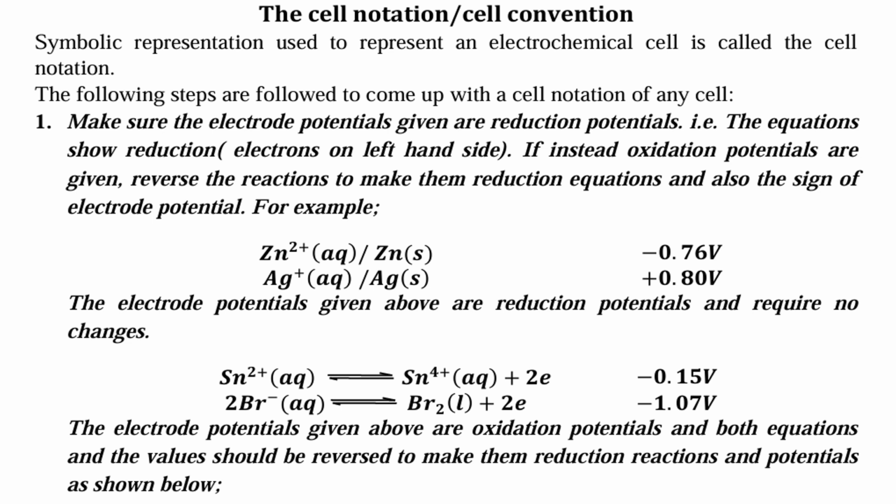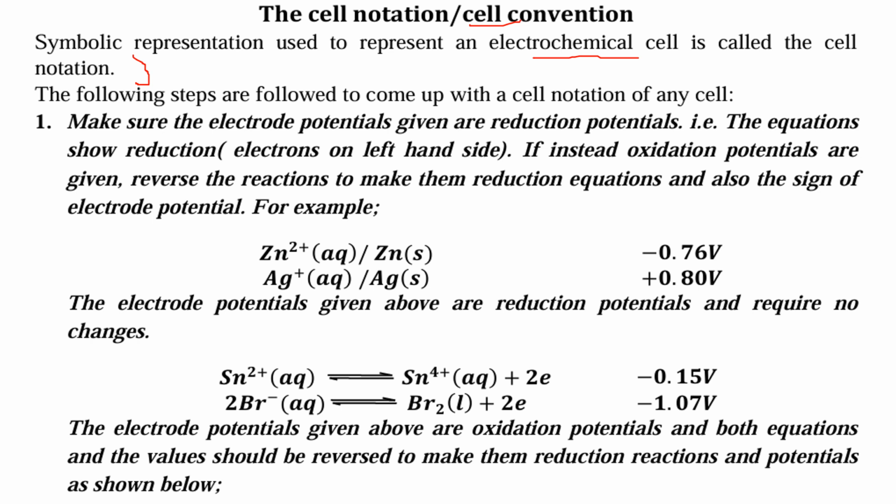So with that, let's look at what we call the cell notation or the cell convention. Cell notation, by definition, is the symbolic representation of an electrochemical cell. Sometimes this definition is asked in mocks. So it's simply a symbolic representation of an electrochemical cell of any electrolyte. Here we are going to look at the steps involved for us to write a cell notation.